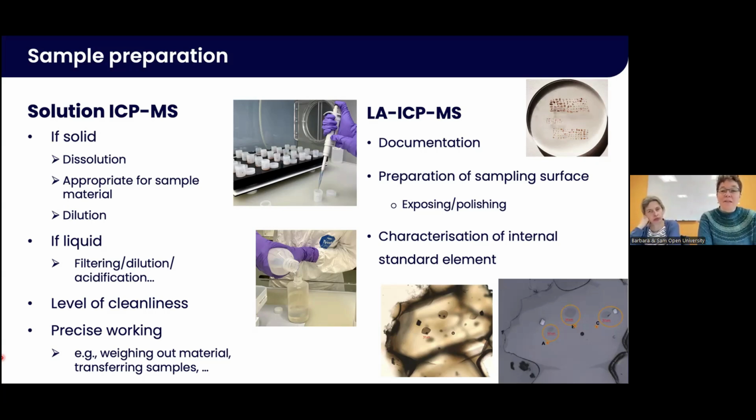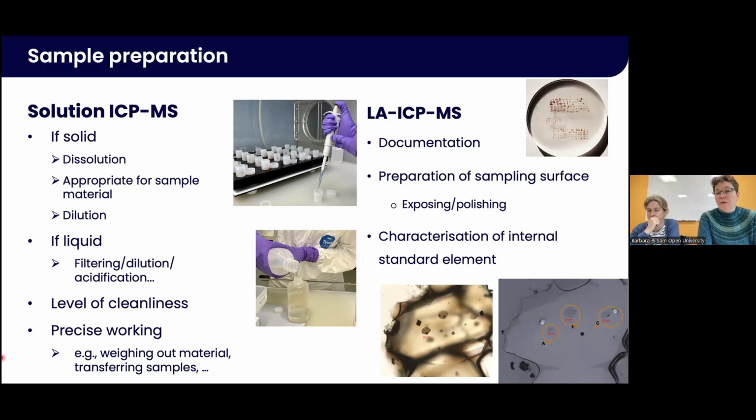For the laser ICP-MS, documentation is really important, because if you want to have the spatial context, you need to make sure that you do know what you analyze and not just randomly place laser spots across all of your sample. Doing some SEM work or some thin section work on the microscope is really important in order to pick and really choose the areas of your samples that you want to target.